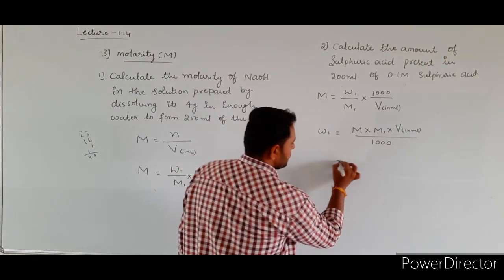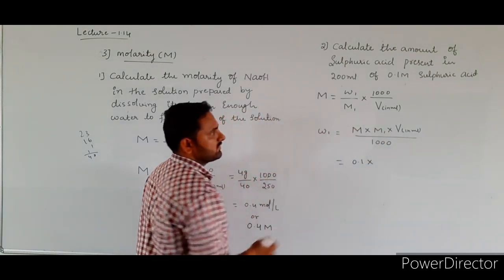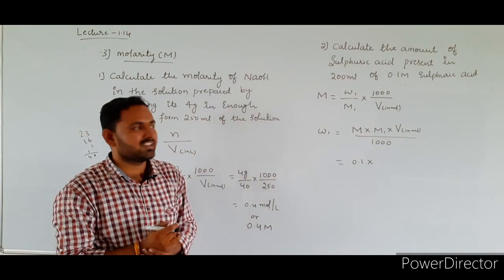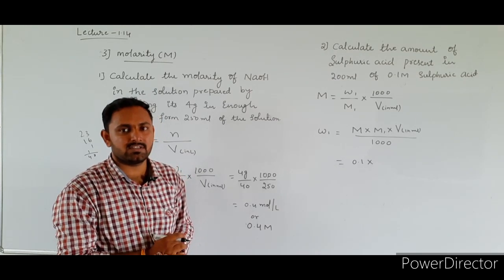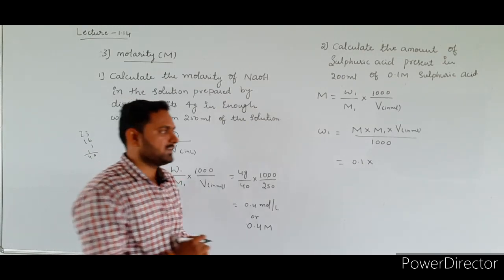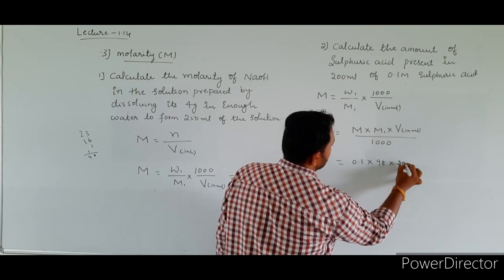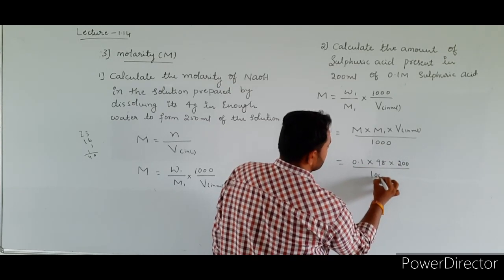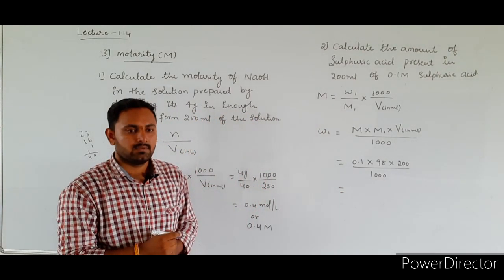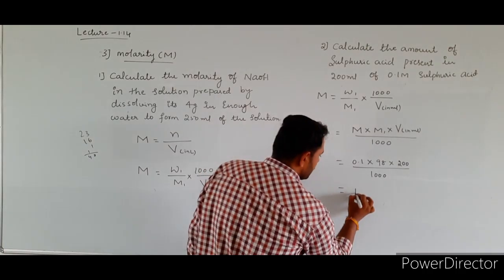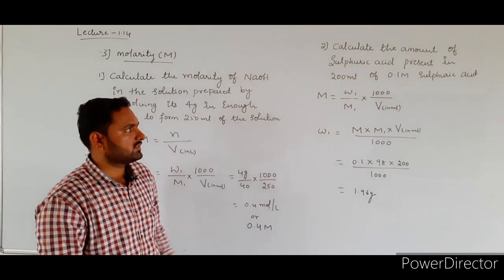Now you substitute. What is the molarity? 0.1 into what is the molar mass of sulfuric acid? What is the chemical formula of sulfuric acid? H2SO4. Then you calculate the molar mass of sulfuric acid. The molar mass is 98. Then what is the volume in ml? 200 ml. Divide by 1000. Now you calculate this one. After calculation, you will get 1.96 gram. This is the mass of solute.